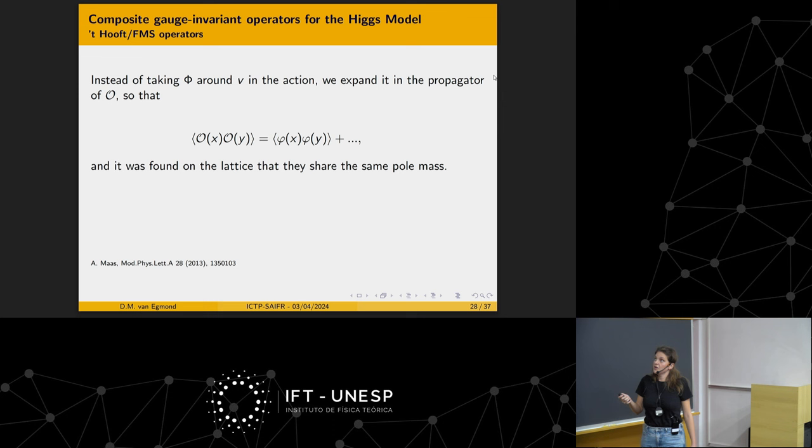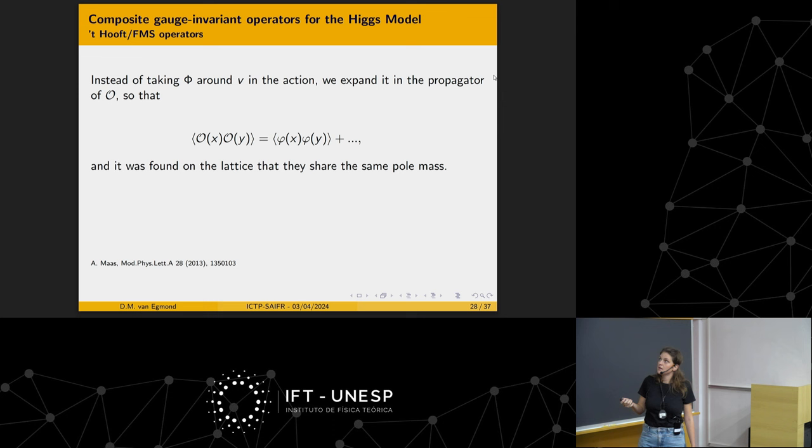One important point is that it was found on the lattice, and you can also kind of guess it from this, unless something very weird happens here, is that these two have the same pole. They have the same pole mass. So one thing that I emphasized was important, that we keep the pole mass of this object here, which is the experimentally verified pole mass. And this is indeed kept even if we work with these new gauge invariant objects here.